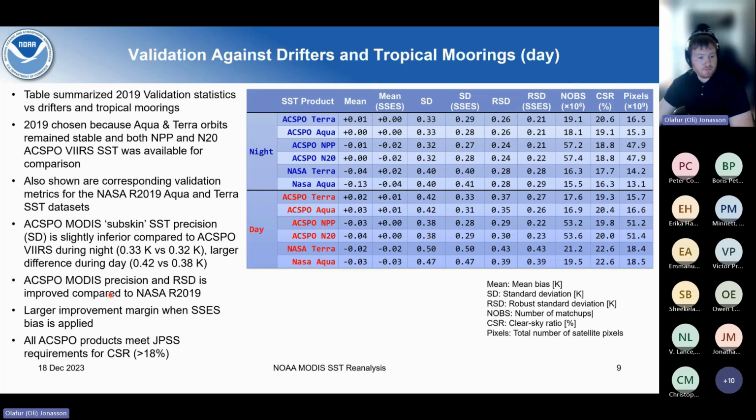We can also see the NASA Terra and Aqua statistics here at the bottom two for day and night, and you can see we compare favorably with them in terms of standard deviation and robust standard deviation. We can also see in all cases that when we apply the SST bias correction, we observe consistently better performance metrics. One other thing to mention is the clear sky ratio. That's a new specific requirement from JPSS or NOAA that it must be 18%. So we can see we are meeting that, along with the other specs, in all cases.